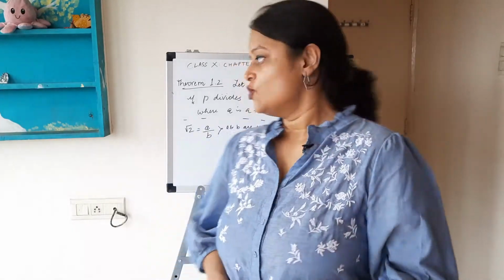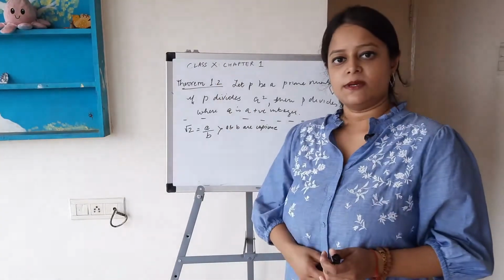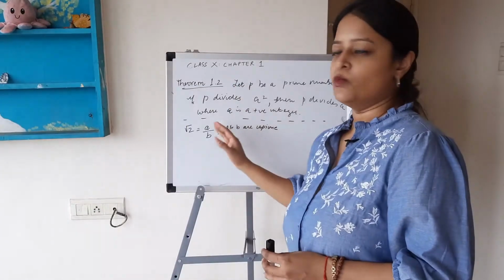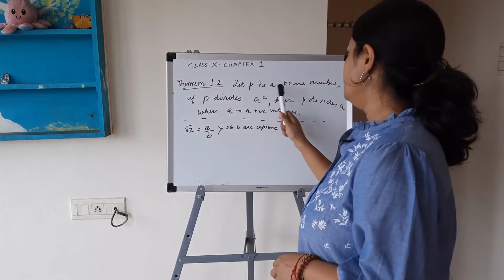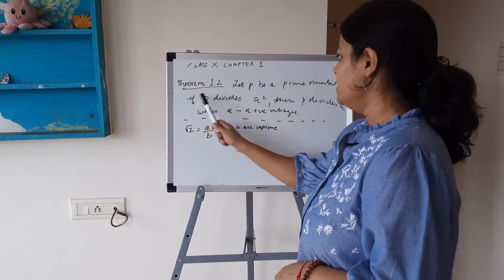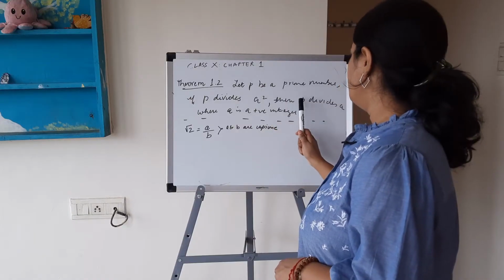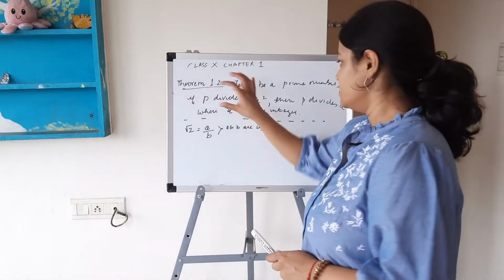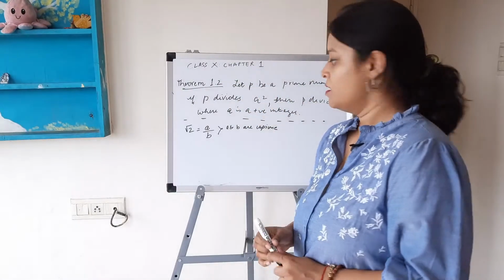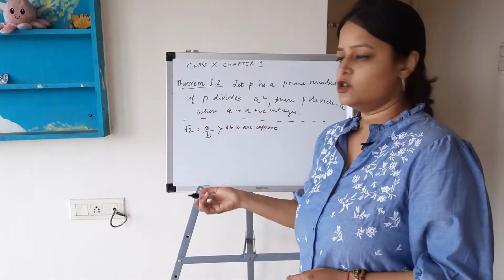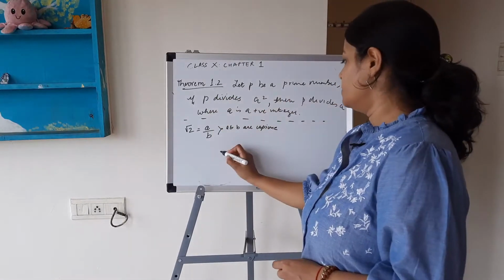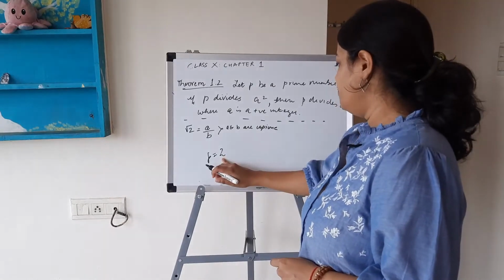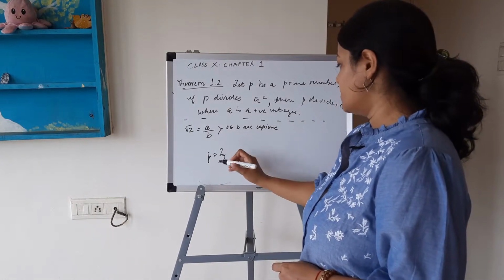So the next thing that we are going to learn here is Theorem 1.2. It says: let p be a prime number. If p divides a square, then p divides a, where a is a positive integer. First, let's try to understand what it means with an example. If p is a prime number, say p equals 2, 2 is a prime number.